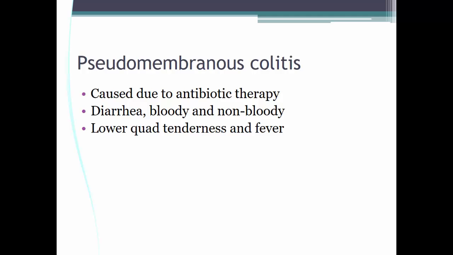Diarrhea may be mild or semi-formed, but it's more frequently watery. Cramping or pain is common. It could be associated with nausea and vomiting, but that's rare. And the abdomen is tender. Patients with significant colitis or toxic megacolon have more pain and appear more ill. They have abdominal distension and tenderness, and even signs of peritoneal irritation. So they have diarrhea, bloody and non-bloody stool, lower quadrant tenderness, and fever.